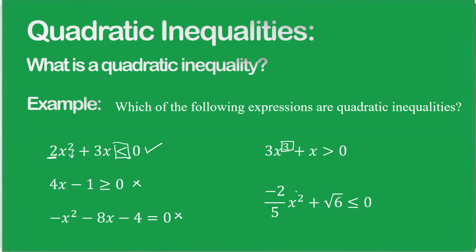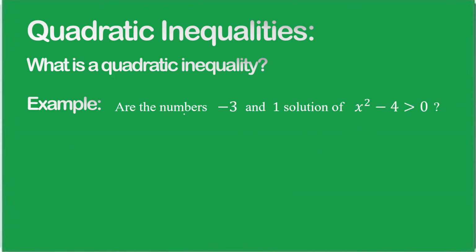What about the last one? It is also a quadratic inequality because we have an inequality symbol and we have x squared as you see. Okay? What about the solution of a quadratic inequality? For example, are the numbers minus 3 and 1 solutions of x squared minus 4 greater than 0? Okay, what should we do here? Actually, it is so easy. We just have to check the numbers. That means we have to substitute the numbers instead of x. Okay, let's substitute and let's check them.